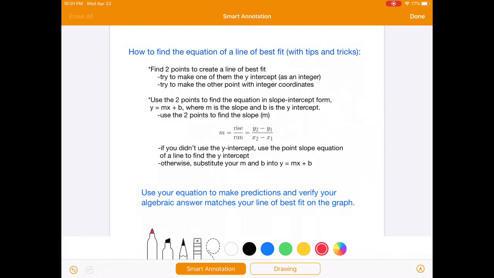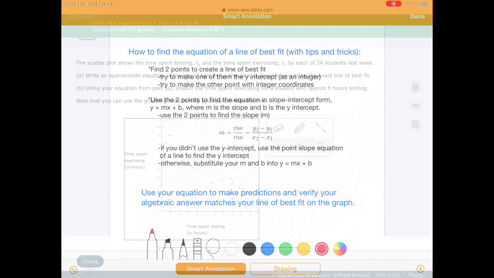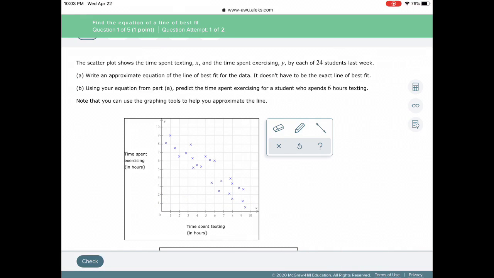So what I'm going to do is show you some of the problems that you're going to see in ALEKS. I'm going to run through maybe 2 or 3 of them and show how this process works in action. Here we have our first question, the scatter plot showing the time spent texting X versus the time spent exercising Y by 24 students. And once again, they want us to approximate an equation of the line of best fit, and they give us a graphing tool. So I think the best thing to do here is let's use these graphing tools.